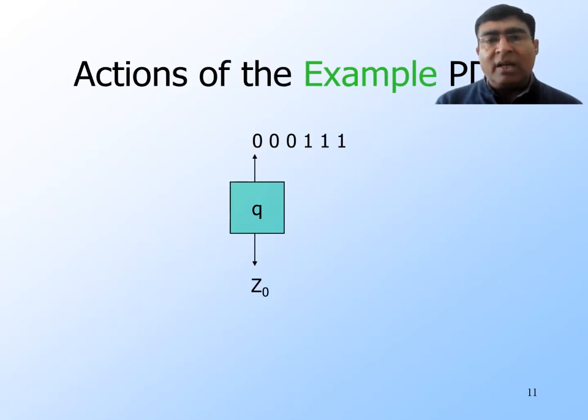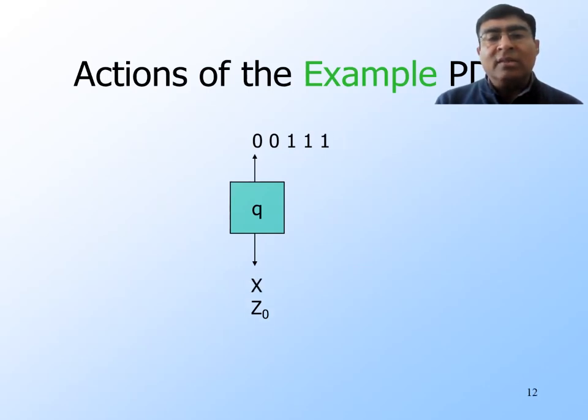I will explain this creation of the PDA with the help of an example. I am going to use the PDA to accept 0 to the power 3 and 1 to the power 3. It means 0, 0, 0 and 1, 1, 1. How will it accept? So this is the initial state where the state is Q and I am inputting 0, 0, 0, 1, 1, 1 in the PDA, and at the top of the stack is Z0.